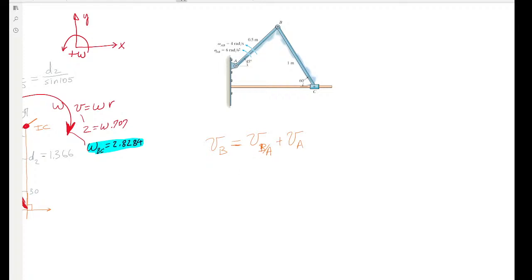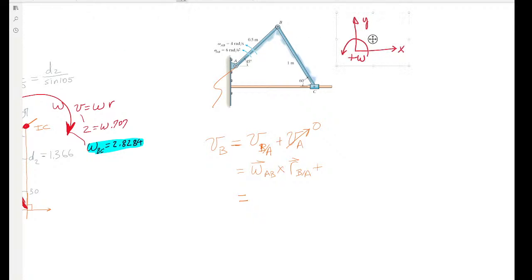Now, this is omega AB, which is given, crossed with R, B to A, plus velocity A, which is the velocity at this point, is non-existent. So now, I need to go back to this concept right here, and I'll just copy it if the computer will allow me. And in this particular case, this means that omega AB is positive.